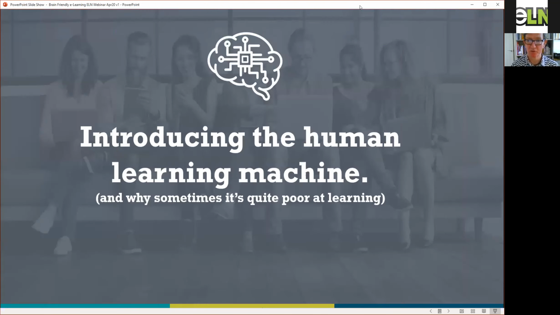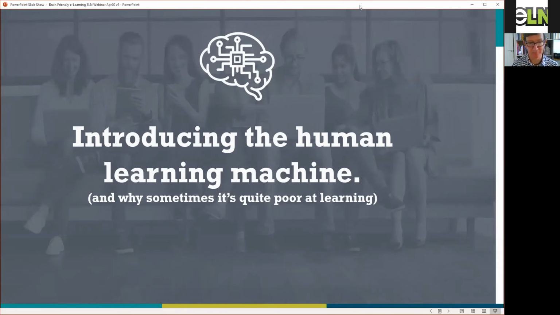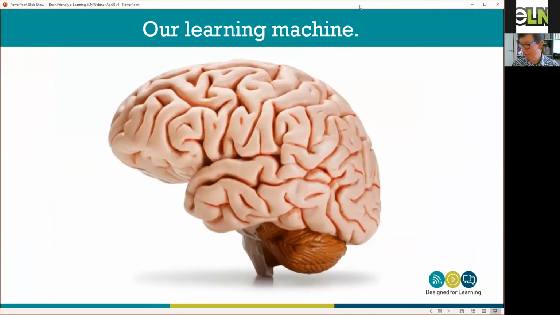Good. Okay, so I'm going to move on to the human learning machine and why it's sometimes quite poor at learning. Our brains are amazing things, but they actually can be very, very poor at learning. So here's our brain. I've got one here I can open up. It's actually grey. I've actually seen a real brain in a jar, and it is a grey colour. It isn't like this nice pinky colour here.